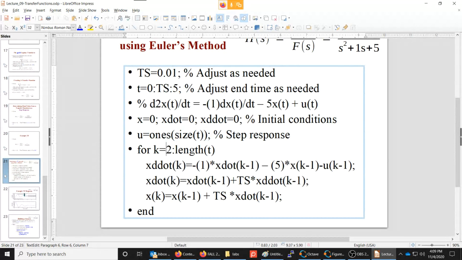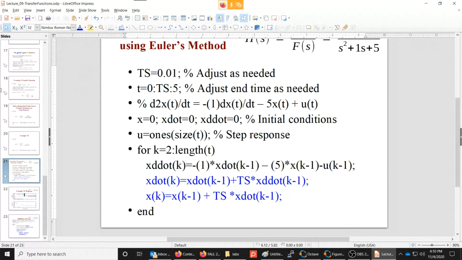And then you have your for loop. So you evaluate your acceleration term or your derivative term, and then you integrate. So these two here are just simply integrating. Okay, so the two in blue there are just your integrators. And so if you have a third order system, then you're going to have 3 integrations. If you have a fourth order system, then you're going to have 4 integrators. But really the system doesn't change.